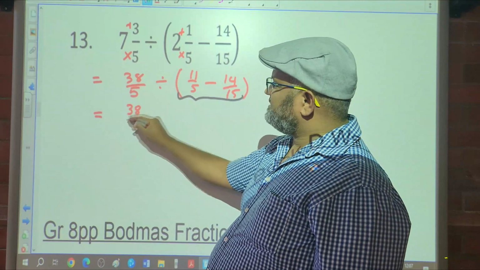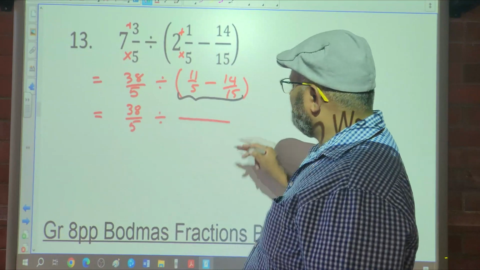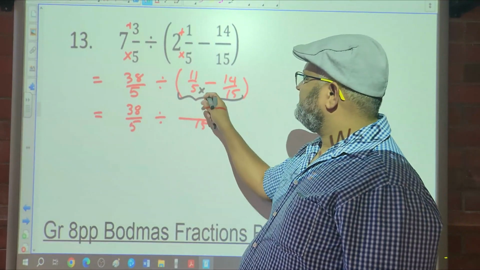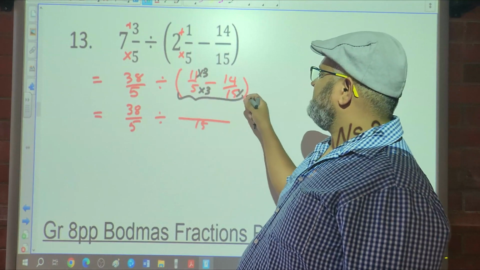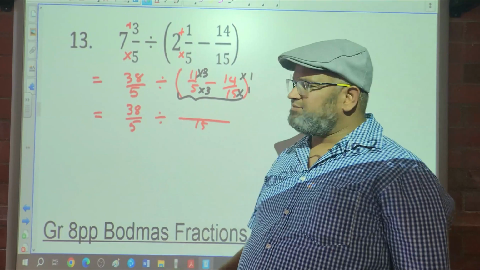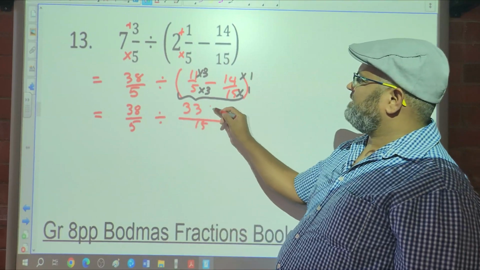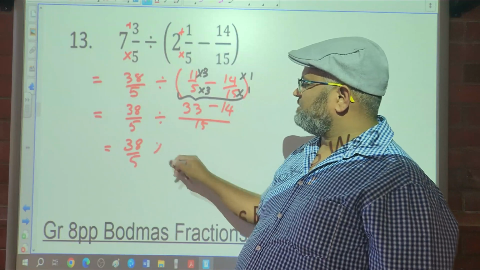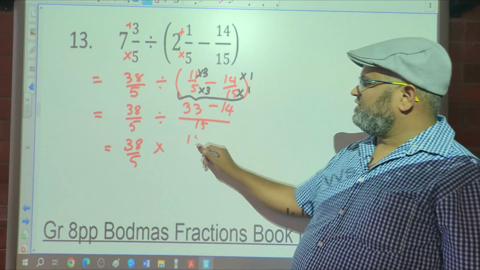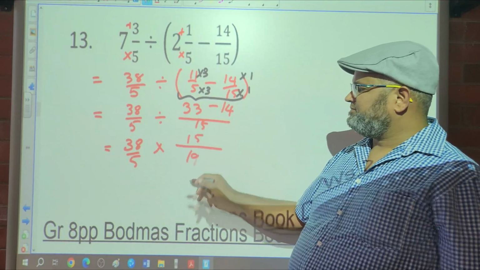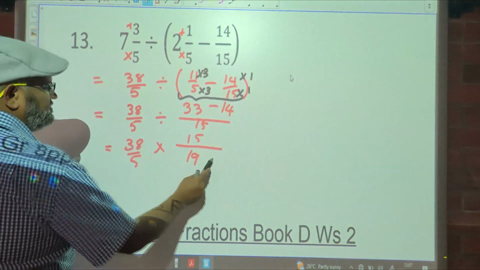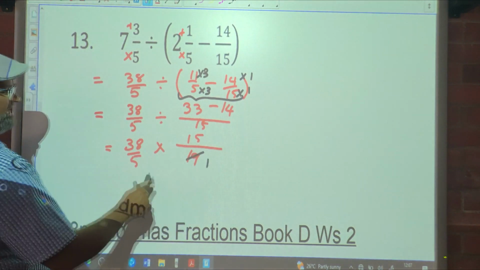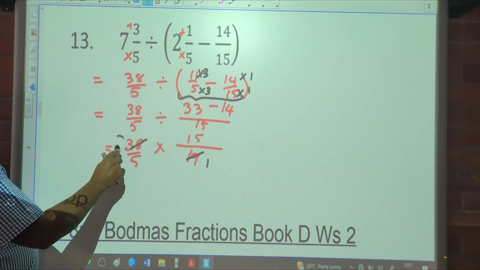So it's going to be 38 over 5 must be divided by, what's my LCM inside the bracket? 15. So I must multiply this by 3. And this by 1. What is 11 times 3? 33 minus 14. So that is going to be 38 over 5 multiplied by 15 over 19. So is there any number that goes into 19 and into 38 without remainder? Yes. 19. 19 going into 19 once, 19 going into 38 twice.